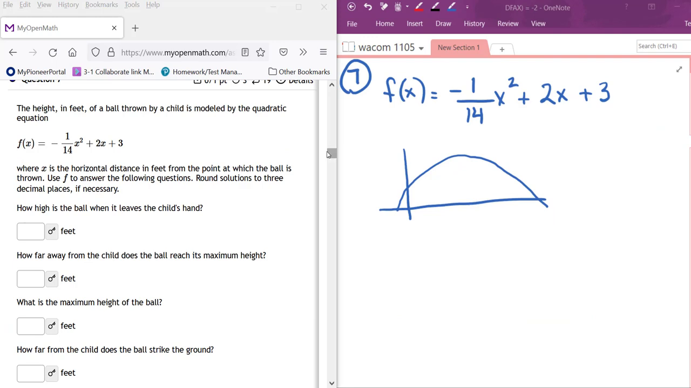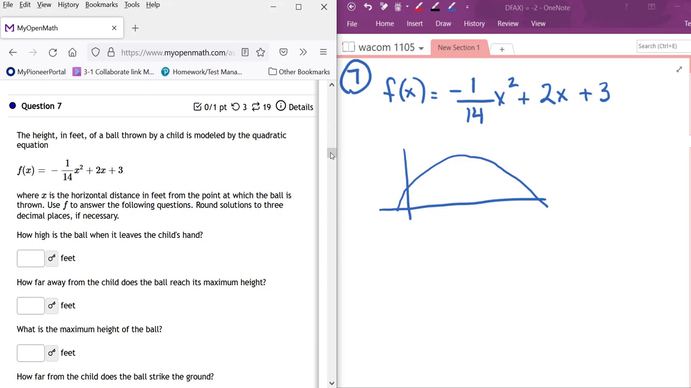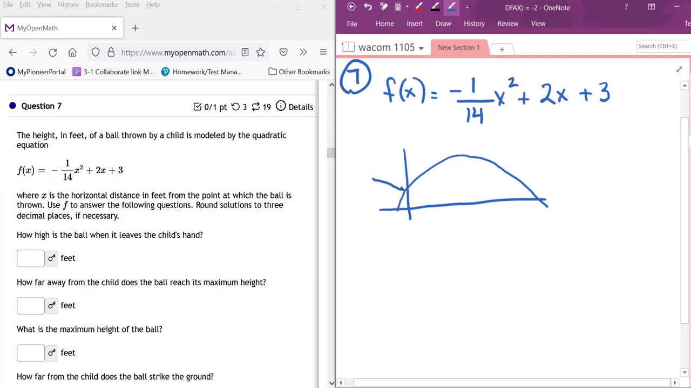And so the height in feet of a ball thrown from a child is modeled by the quadratic equation. And this gives us a parabolic pathway. Here is our function. X is the horizontal distance in feet from the point at which the ball is thrown. The ball is thrown from right here. Use F to answer the following questions, round if necessary. How high is the ball when it leaves the child's hand? So what you want to know first is what is the y-intercept?